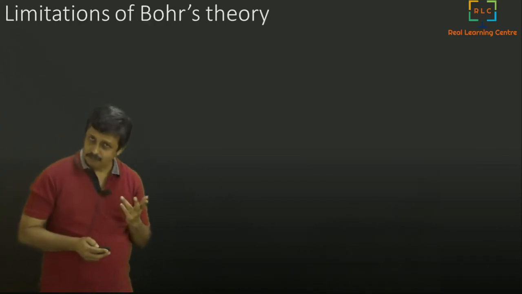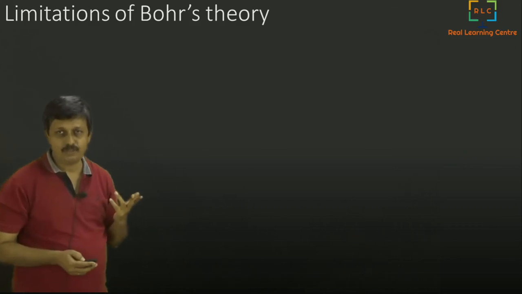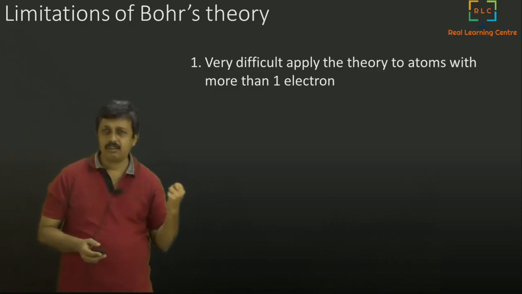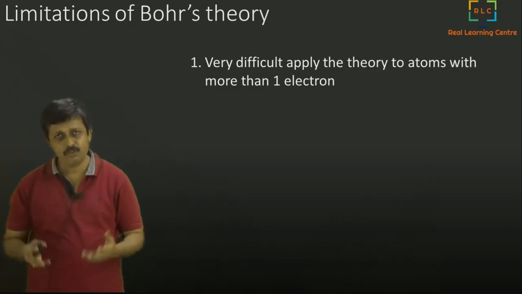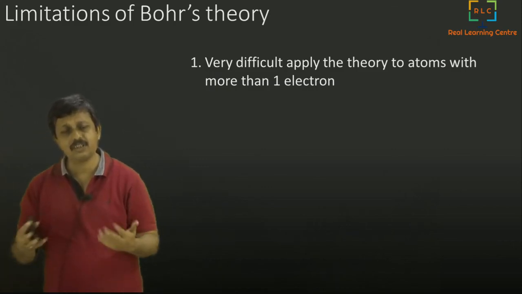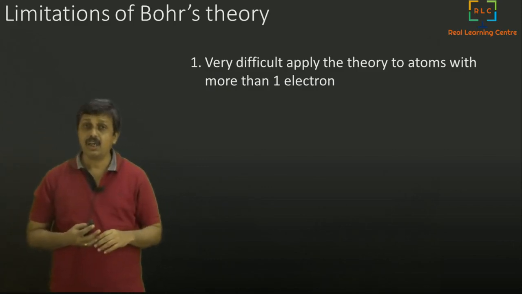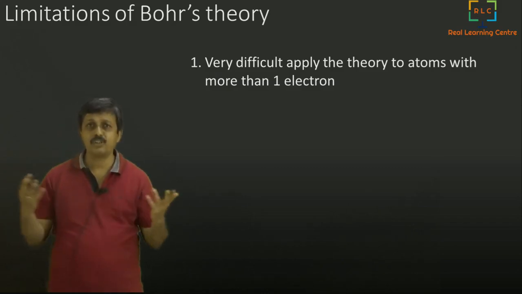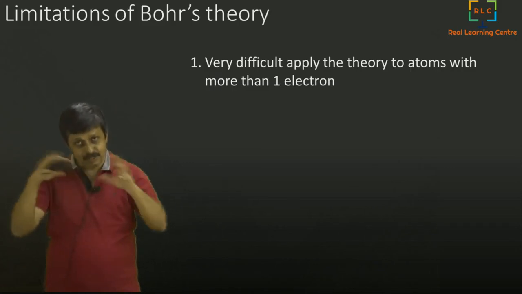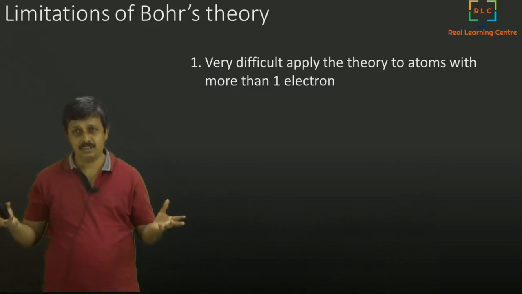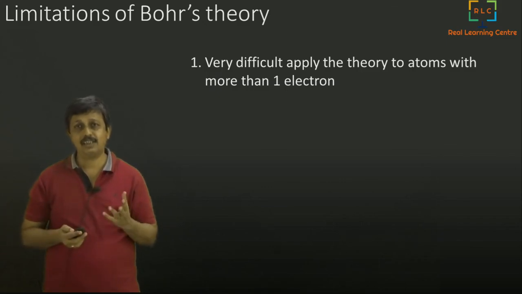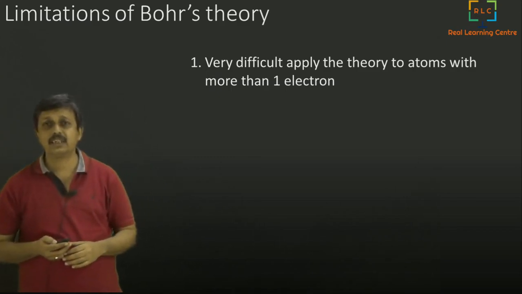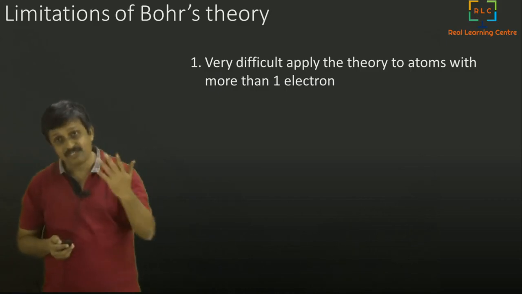Now, however, even Bohr's theory had some limitations. One of the limitations is that it was very difficult to apply this theory to atoms with more than one electron. Helium comes next, and then more and more electrons. Now electrons have not only the force with respect to the nucleus, but also a force between themselves. How do you model that? That became a big problem. That is one of the limitations of Bohr's theory. He could not do calculations for much more than the hydrogen atom.